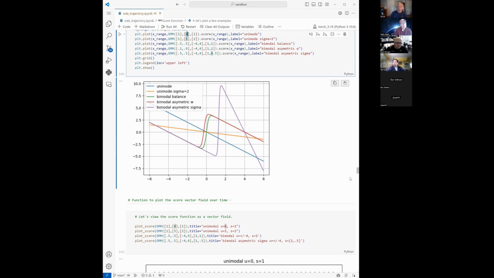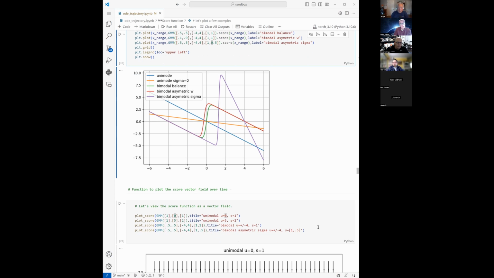Can you see at the top of the page there? You can see the parameters. It's a weight, then a list of means, then a list of standard deviations. Okay, any more questions on that?